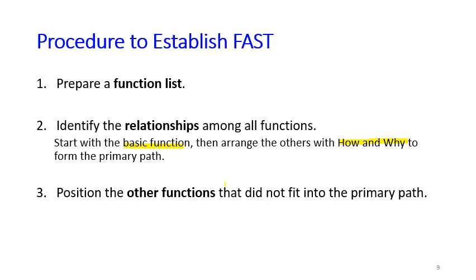And then when you have other functions that are secondary functions that are not placed in the primary path, then you know you need the vertical arrows to say that those are secondary functions.